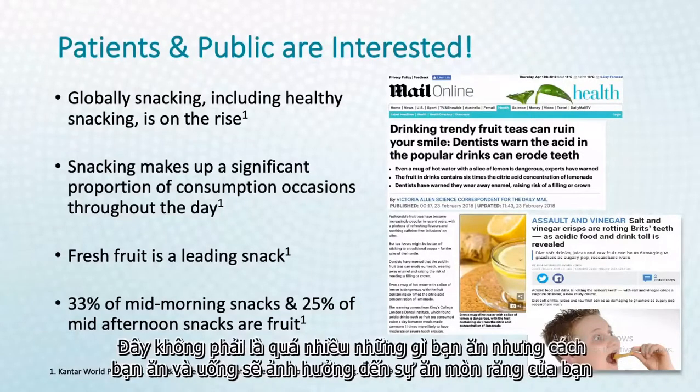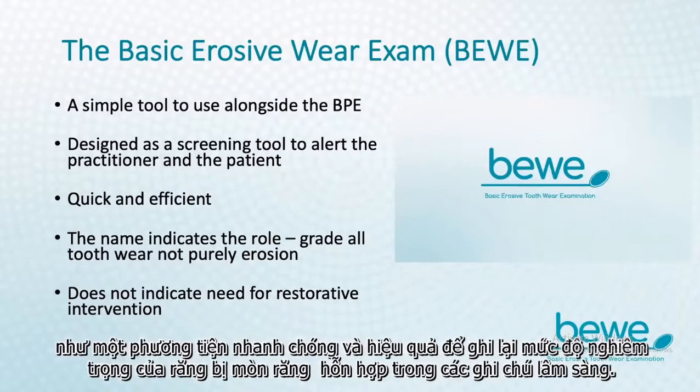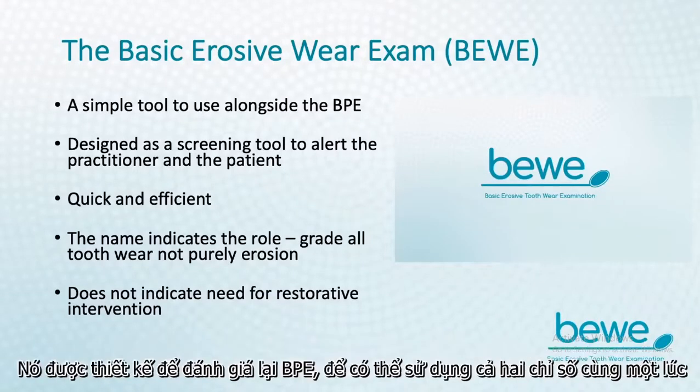This is not so much what you eat, but how you eat and drink that affects your erosive tooth risk. The BWE was designed for clinicians working within general practice as a quick and efficient means to record the erosive tooth wear severity in the clinical notes. It was designed to mirror the BPE so that both indices can be used at the same time.